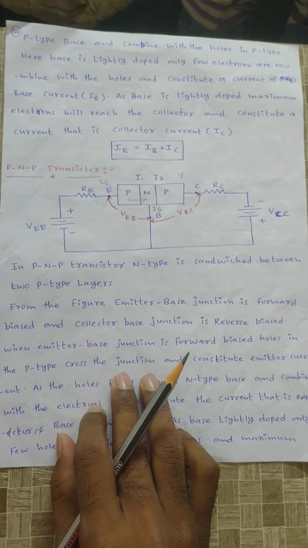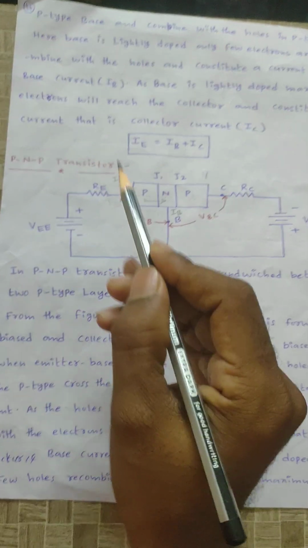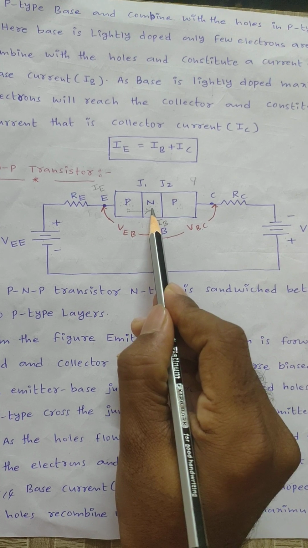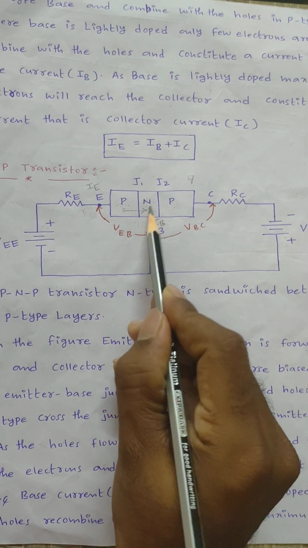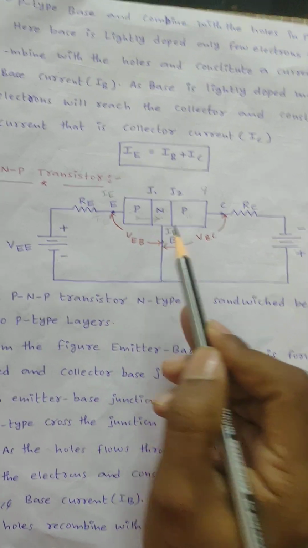Good morning all. Now we will discuss the construction of a PNP transistor. Okay, now see here, a PNP transistor is formed. Here n-type material is sandwiched between two p-type materials, then only a PNP transistor is formed. Here this transistor has three terminals, right?